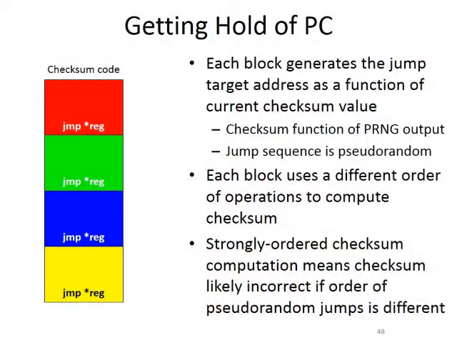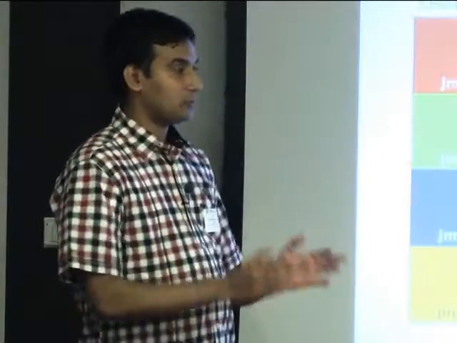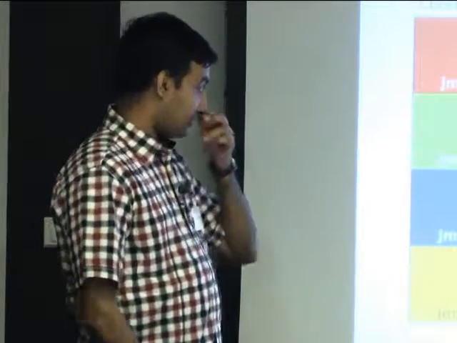So for the modification, let's say since the jump targets are constants, what if the jump targets were not constants? What if we replace them with some kind of pseudorandom jump targets? How can we do that? So we said, let's reorganize this checksum code so that it's in 4 blocks, right?